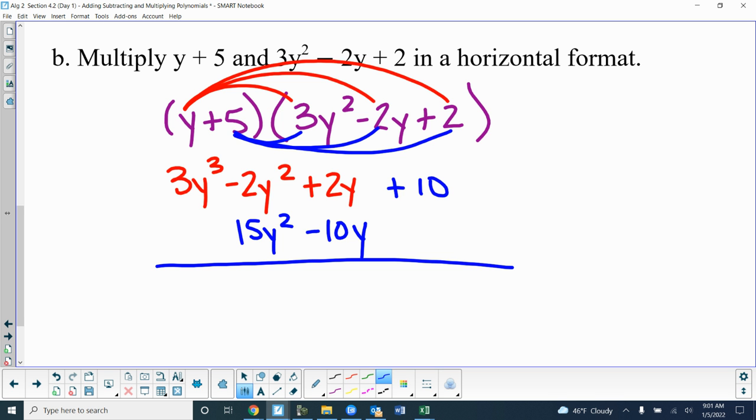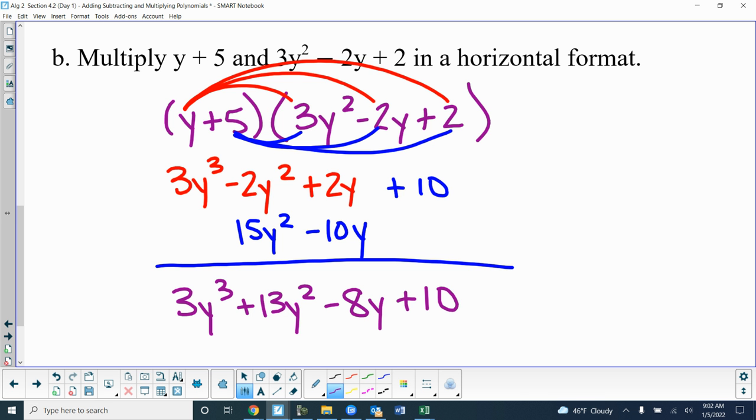So I've got 3y cubed, -2y plus 15 is positive 13, y squared. Positive 2 and a -10 is -8y, and then the plus 10. That's how I would do the multiplication part. Questions on that?